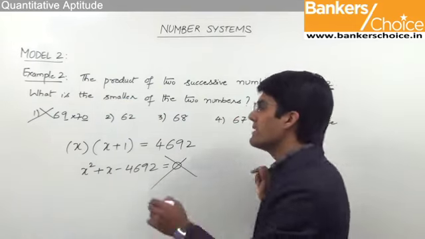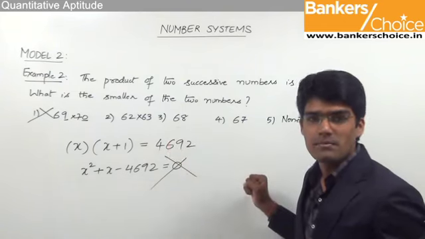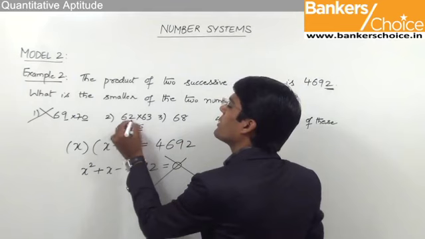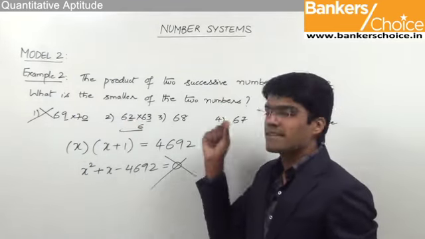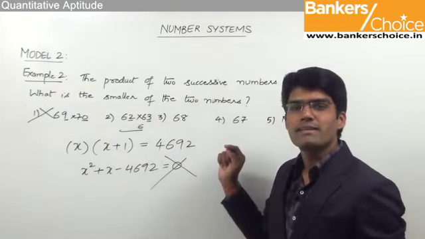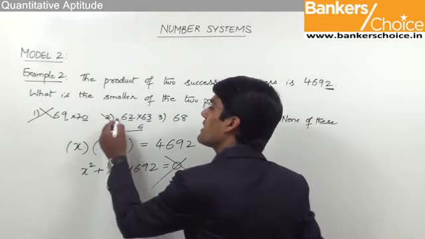If the smaller number is 62, the larger number has to be 63. Why? Because these are consecutive numbers. So 62 into 63 will be ending in 6. Why? Because when one number ends in 2 and the other number ends in 3, their product will end in 6, going by the unit space concept. So 62 into 63 should be ending in 6. But the given product here ends with 2. So very clearly, even the second option cannot be the answer.